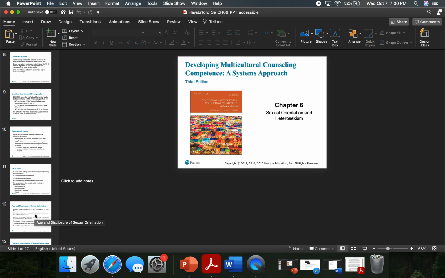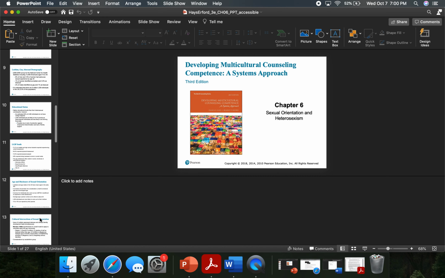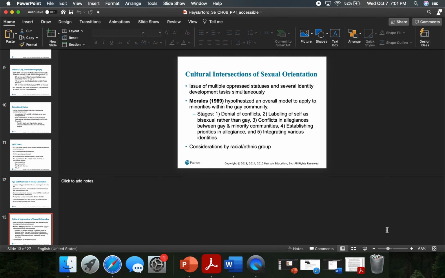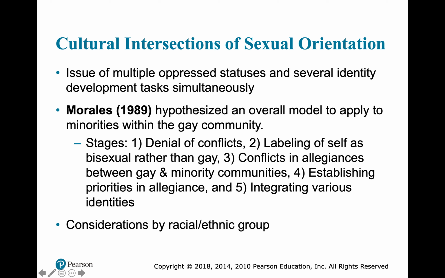Okay. So last week we left off on sexual orientation and heterosexism. And I think we were on slide 13. So cultural intersections of sexual orientation. We've talked about this idea of intersectionality before, I think with every single chapter. This idea that we each have multiple statuses, right? And I've talked about the profile, we can all be plotted on it somewhere. So this occurs with sexual orientation as well. This idea of having double or triple minorities, individuals who have 2 or 3 oppressed statuses based on race, culture, gender, or sexual and affectional orientation.